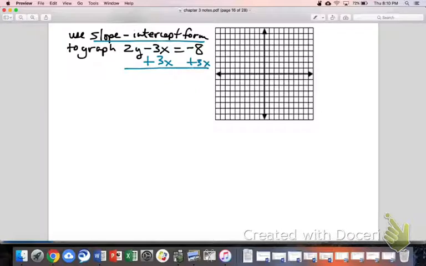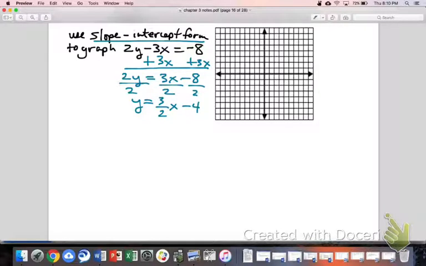So when I add 3x to both sides, I'm going to get 2y equals, I'll write it like this, 3x minus 8. You could write it as negative 8 plus 3x. It'd be the same thing, but I'm going to write it like this. Finally, I need to get the y by itself, and so I need to divide by 2 on both sides in order to accomplish that. So it gives me y equals 3/2 x minus 4.